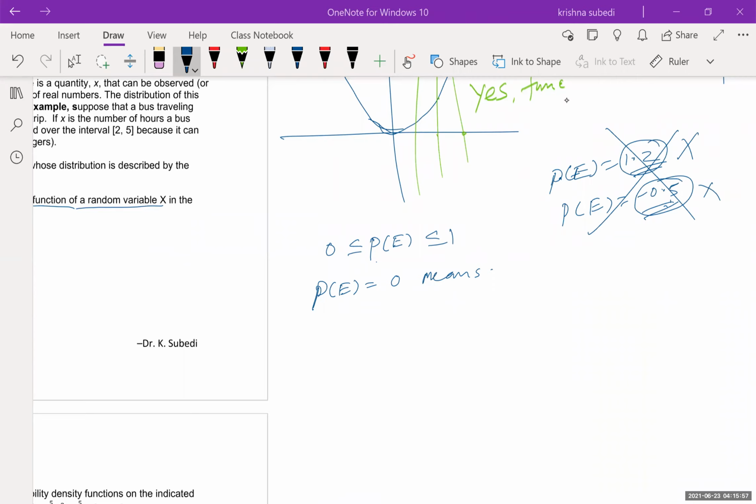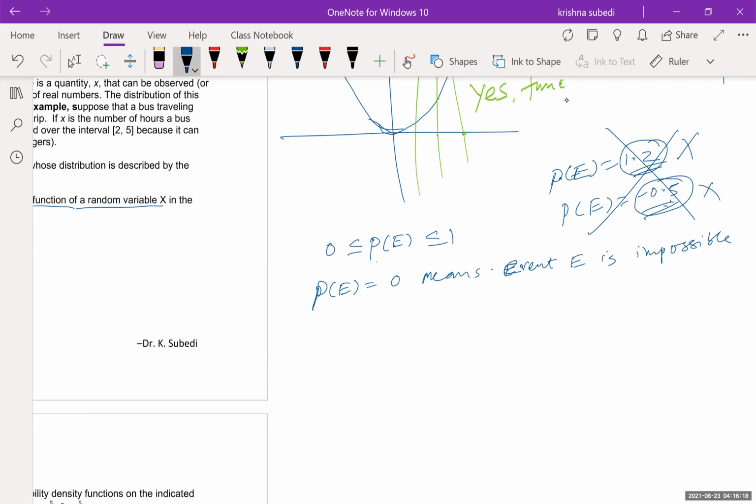So the probability equal to 0 means the event is impossible. Event or outcome, whatever you call it, event E is impossible to occur. Impossible. So this tells us impossible.